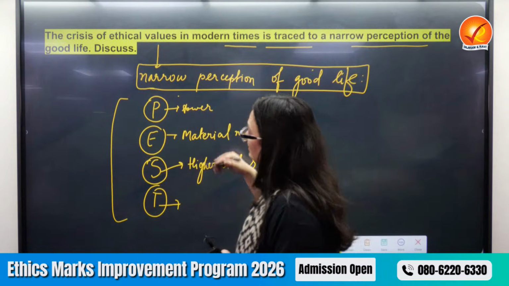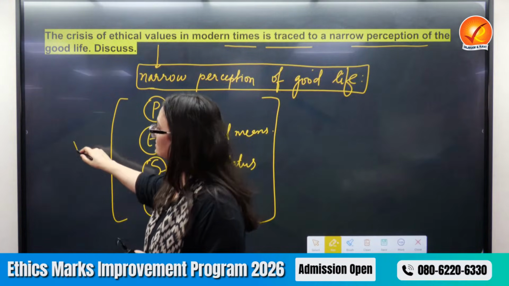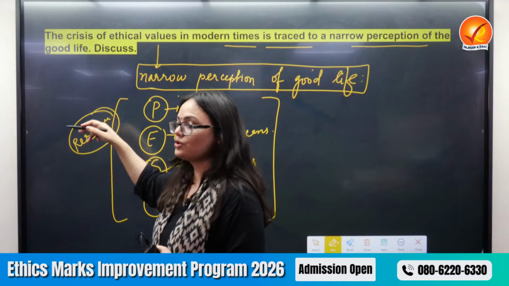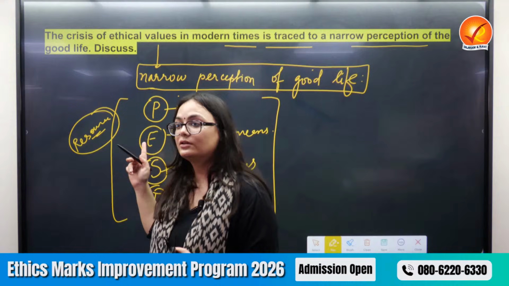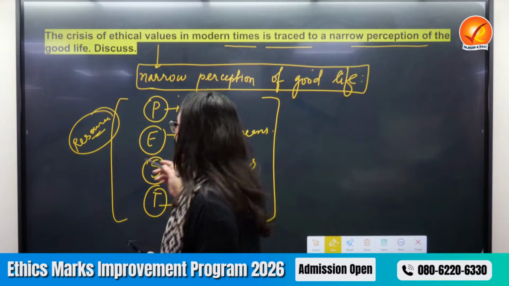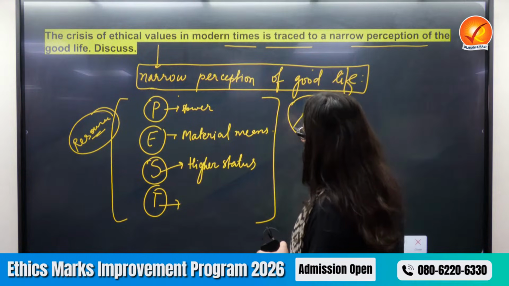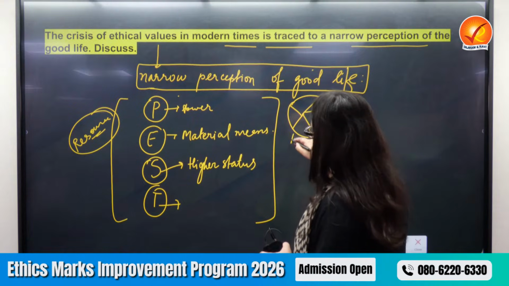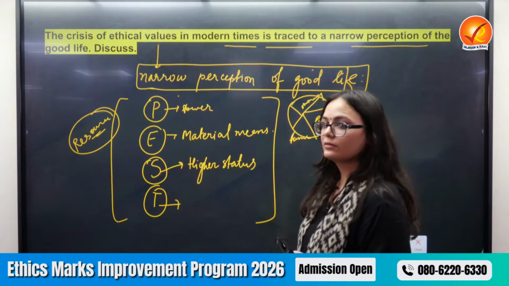Now, is this not a narrow perception of good life as per you? This will give you resources, power, but will it ensure a life of value, a life of virtue, like we discussed Aristotle's eudaimonia, true happiness, right? Now, this is what a narrow perception of good life is: power, fame, money, right?